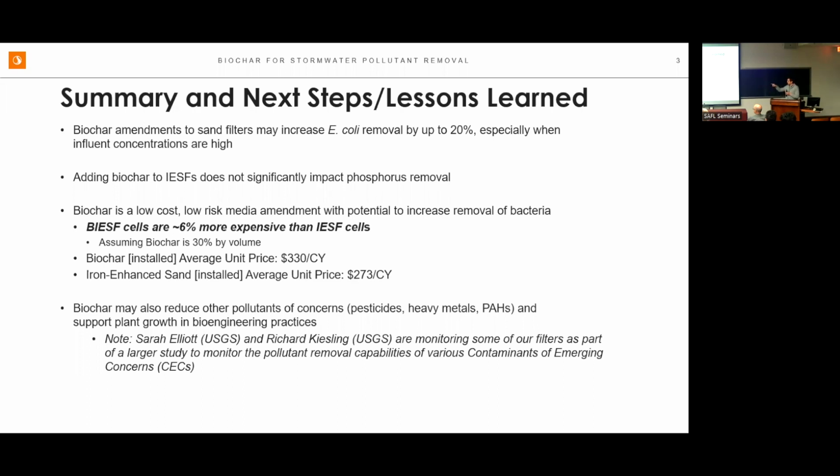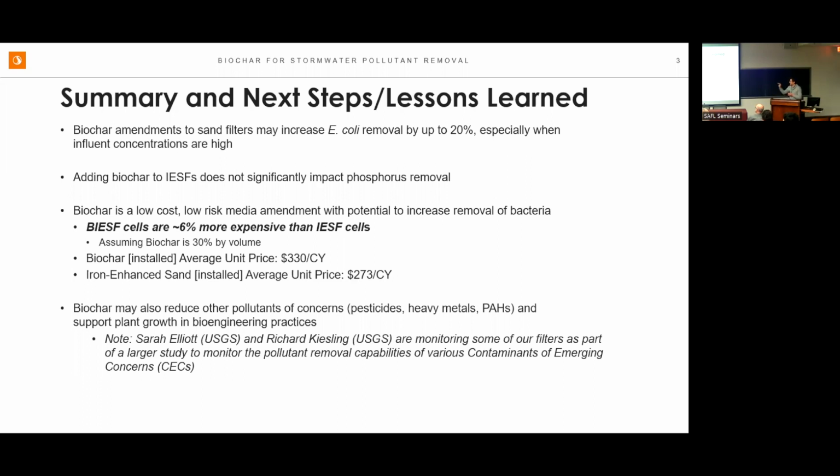And we had biochar unit prices of installed about $330 to $273. So although the increase from the biochar to the iron enhanced sand is more than 6%, it was only installed at 25 to 30%. So that's where that 6% comes from.